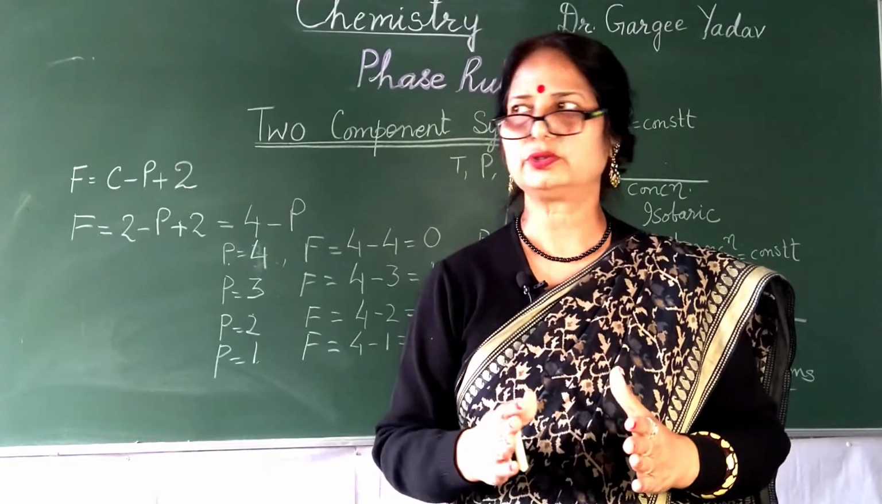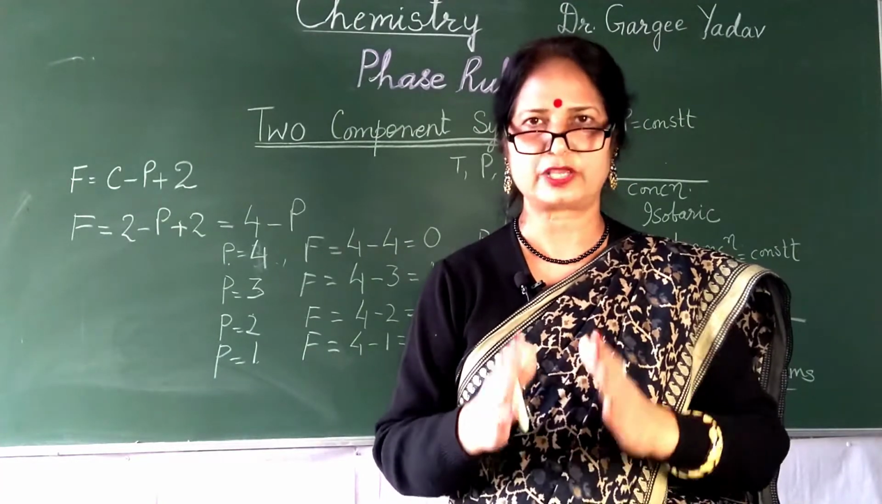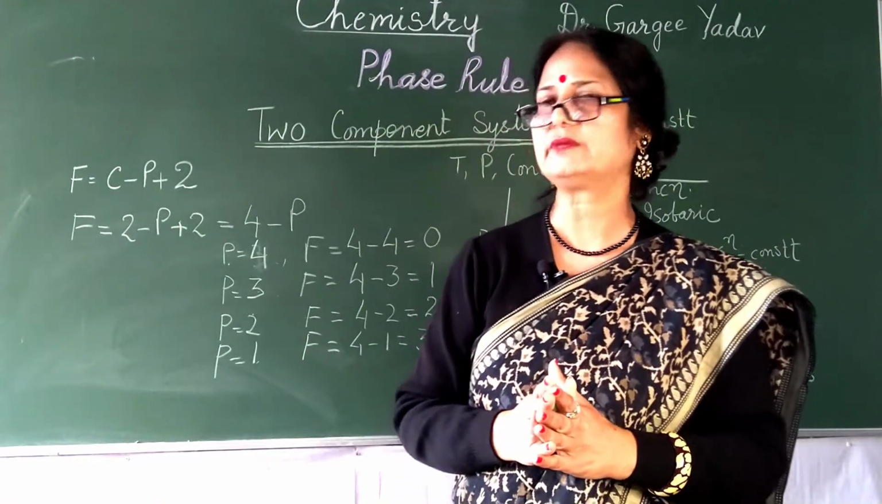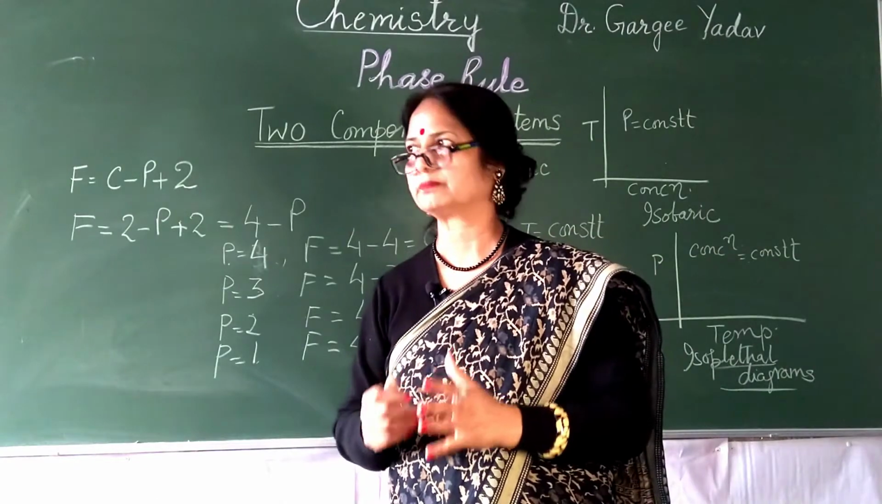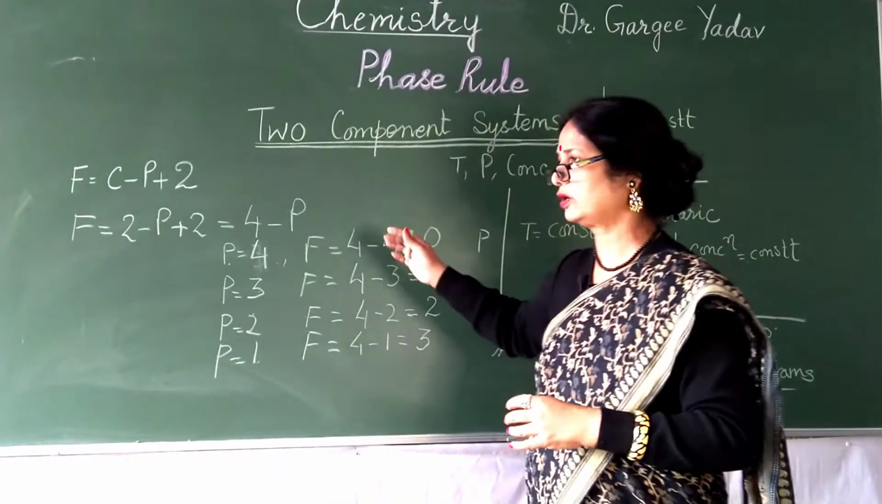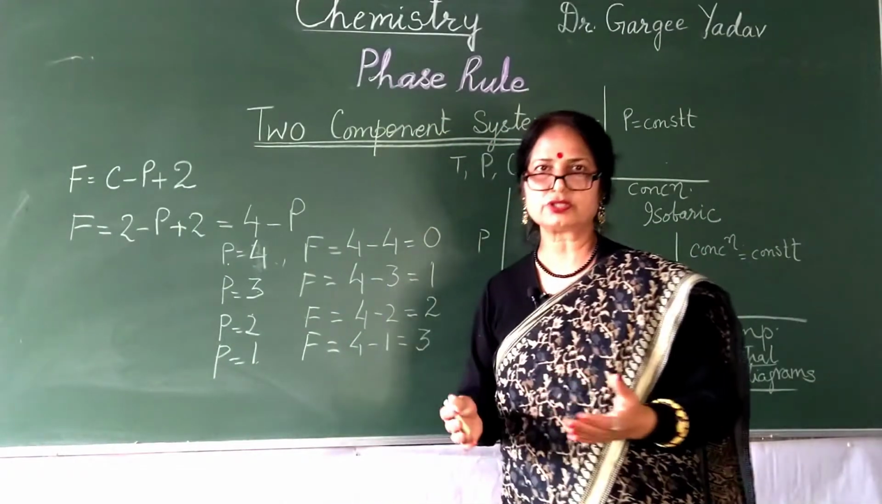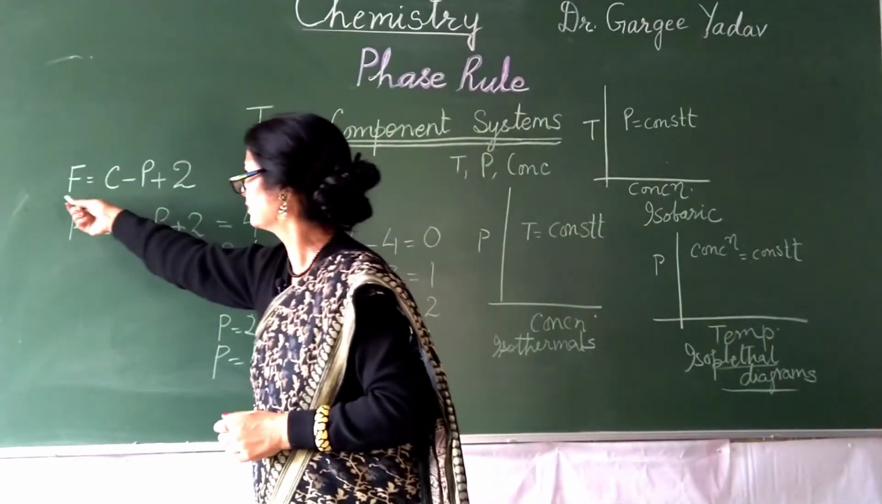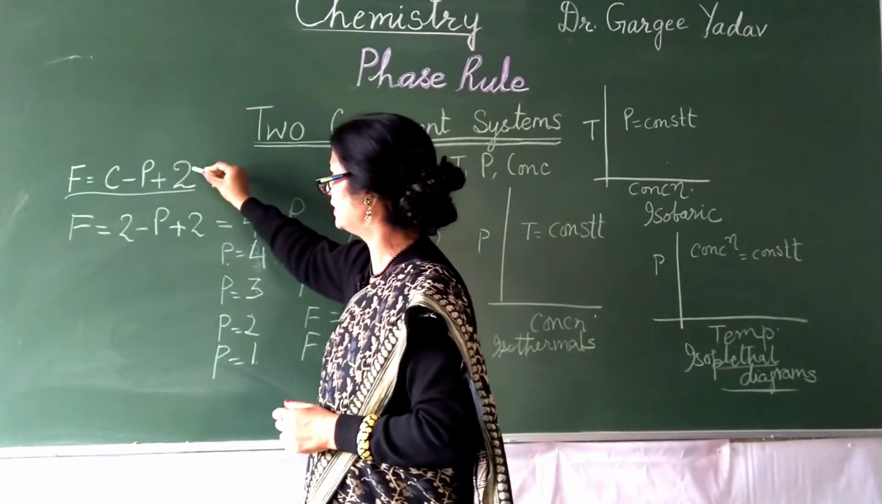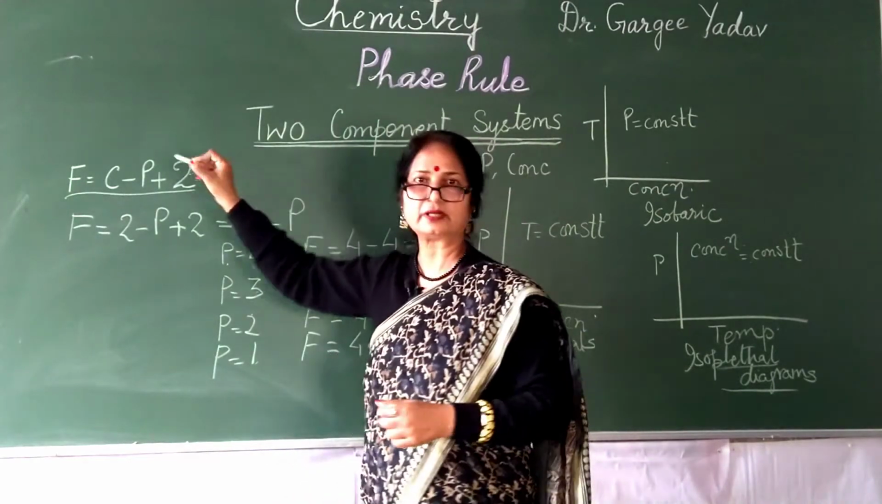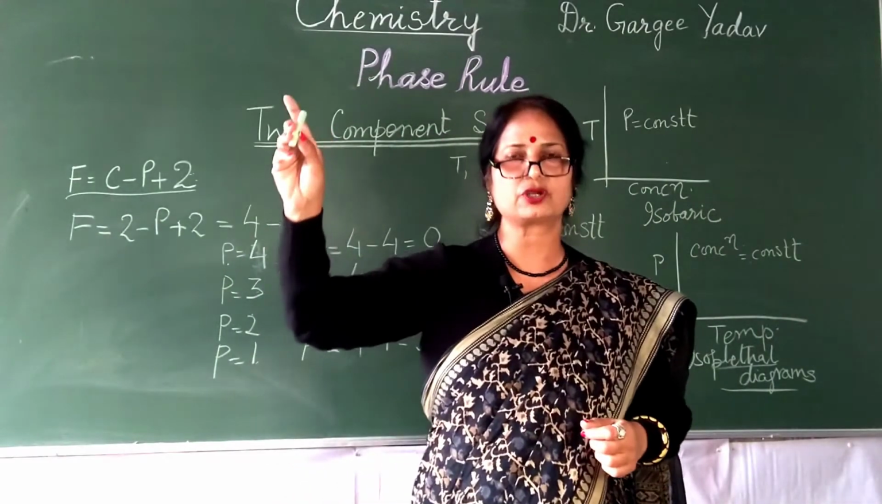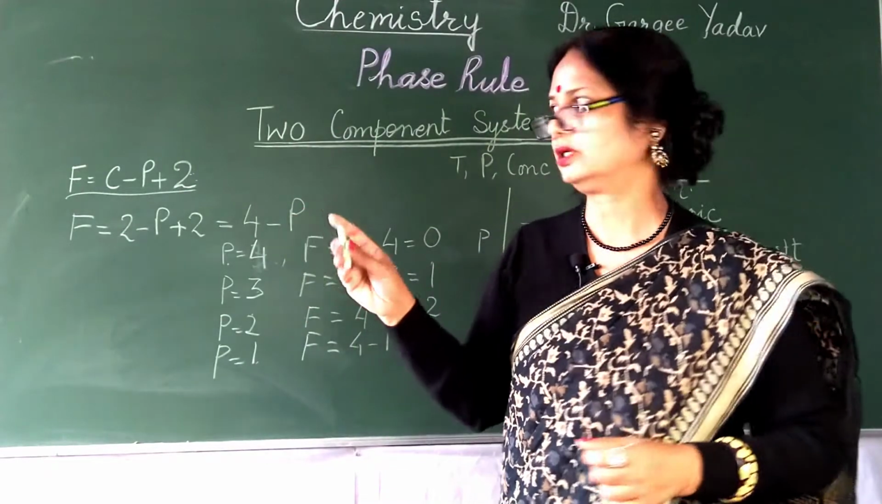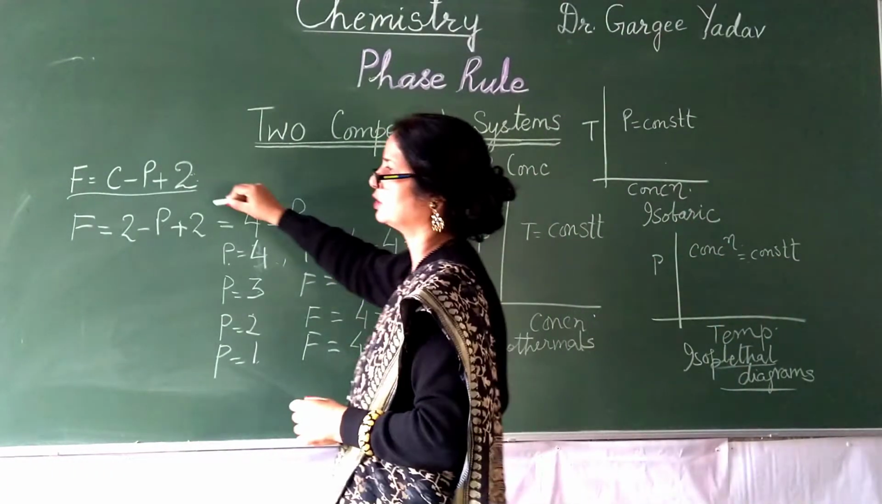Moreover, I have to tell you here about the condensed phase rule equation also, which we call the reduced phase rule equation. When we take one of the variables as constant, now if we see this phase rule equation, we are taking one of the variables as constant. There are two variables. Earlier I told you in the derivation of this phase rule equation that these are the two variables which we take into consideration.